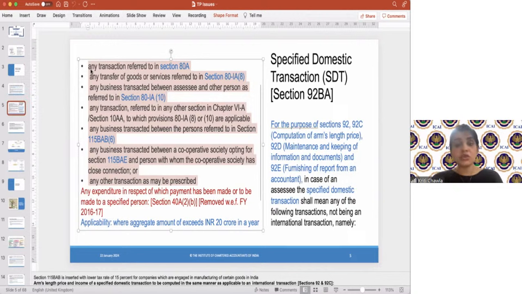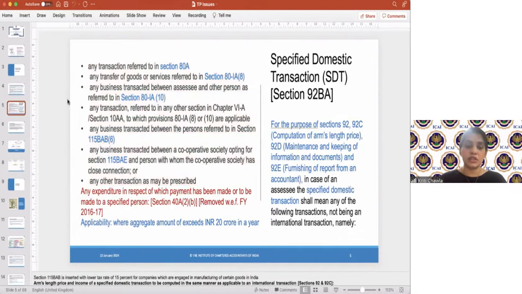How will you make sure that those transactions are happening at arm's length price? Well, you will make use of section 92C, all the methods that we discussed in the last lecture, and make sure that they are happening at arm's length price. So that is how a transaction relating to specified domestic transaction really occurs.